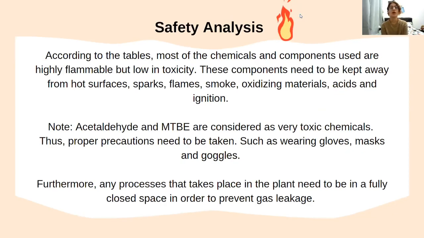So for the safety analysis, we can see that according to the tables obtained, most of the chemicals and components which we are using in our plant are highly flammable, but they are low in toxicity. These components need to be kept away from hot surfaces, sparks, flames, smoke, oxidizing materials, acids, and ignition. A note to be considered is that acetaldehyde and MTB are considered very toxic chemicals, thus proper precautions need to be taken, such as wearing gloves, masks, and goggles.